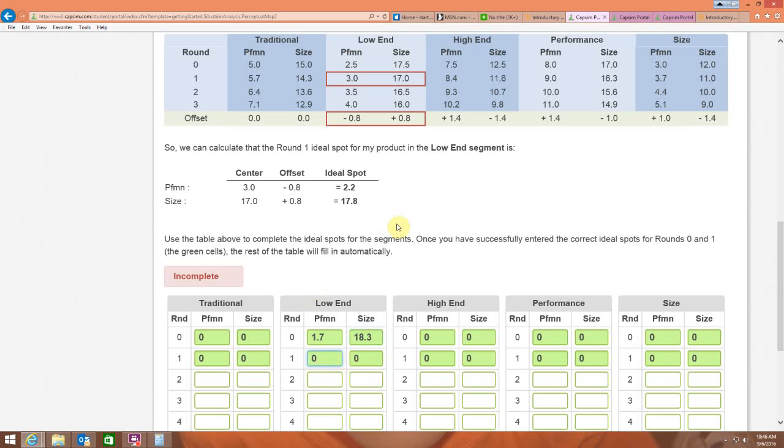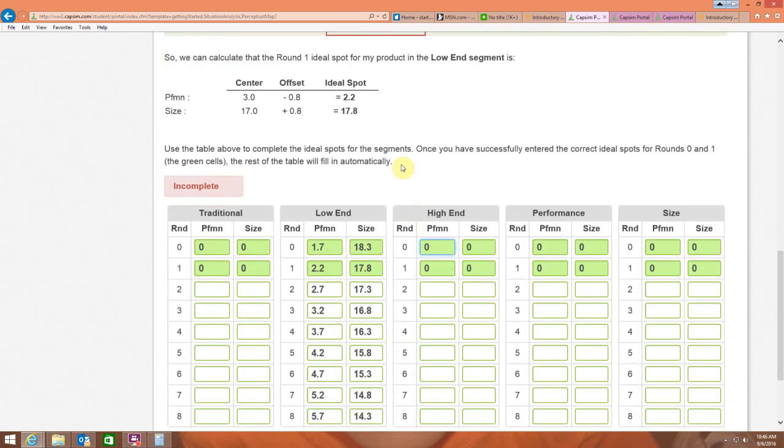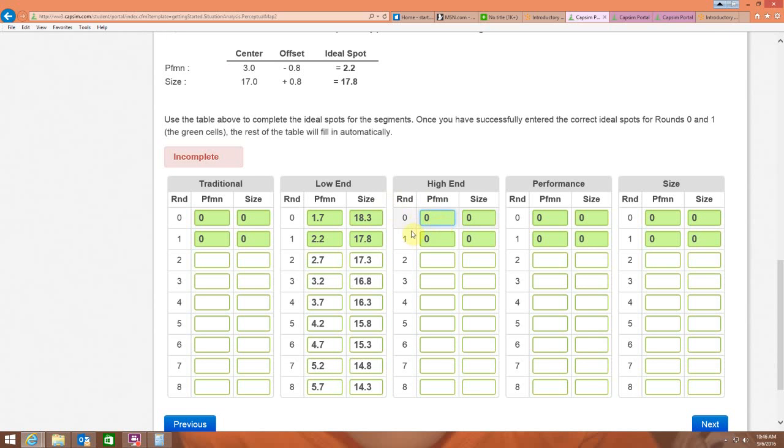And in the first round, it actually gives me the first round ones, which is 2.2, and I want to show you a cool little trick here though. 17.8. Okay, now hit enter. Oh, then click on this one over here. Okay, I'm sorry, enter didn't work. I had to click on the next one. But you'll see it auto-filled the rest of them.